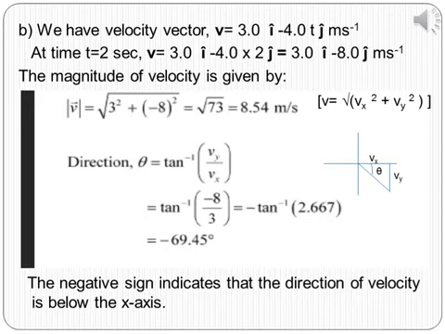Then what should be the direction of the velocity vector at the same time, which is obtained by using the expression tan theta is equal to vy by vx. Then theta is equal to tan inverse of vy by vx, is equal to tan inverse of minus 8 by 3, is equal to minus of tan inverse 2.667, is equal to minus 69.45 degree. The negative sign indicates that the direction of the velocity vector is below the x-axis.